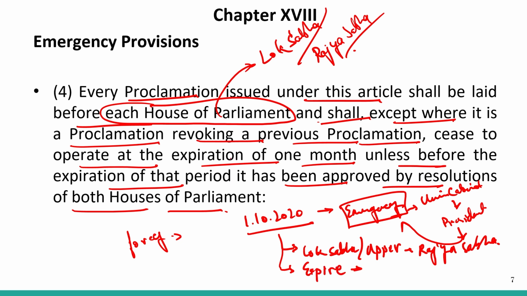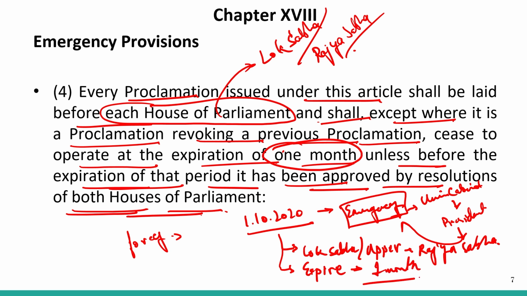It will by itself expire after 1 month, unless before the expiration of that period it has been approved by the resolution of both houses of the parliament. So it will expire after 1 month. If it has been approved by the parliament, obviously it will continue. But if it has not been approved, then it will expire by itself, by default, after 1 month. This is what the provision is saying.